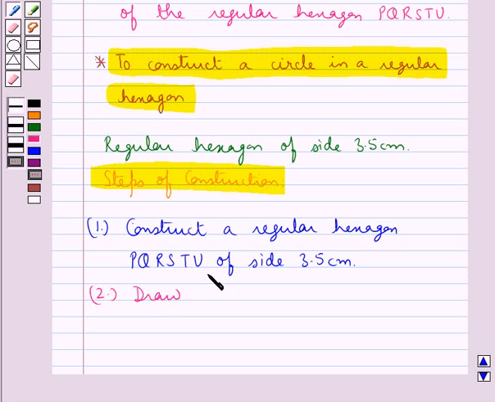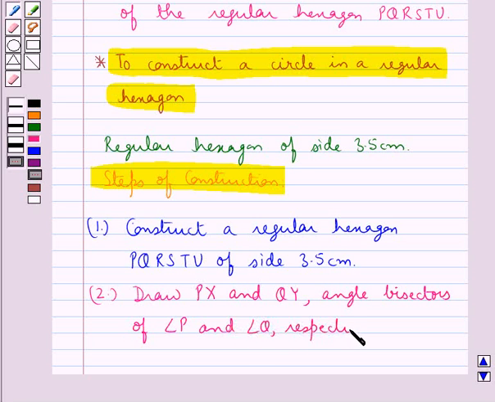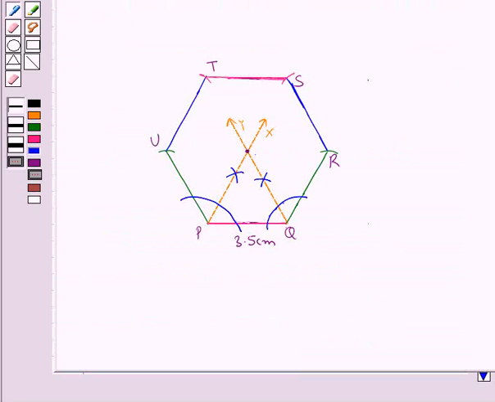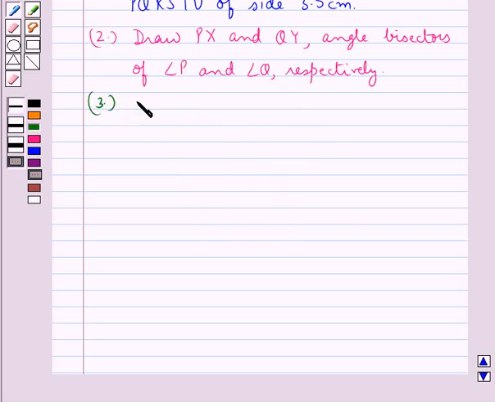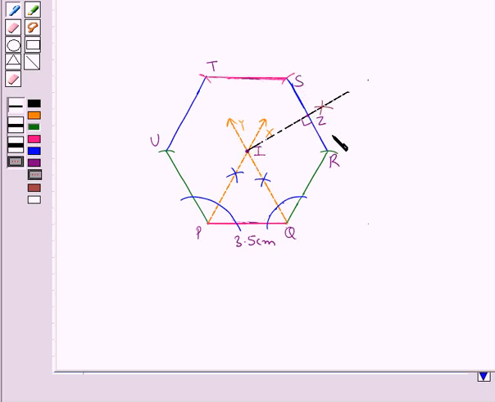In the next step, we draw PX and QY, which are the angle bisectors of angles P and Q respectively. This PX is the angle bisector of angle P, QY is the angle bisector of angle Q. Let both the angle bisectors intersect each other at the point I. Now in the next step, from I draw IZ perpendicular to RS. So this is IZ perpendicular to RS.